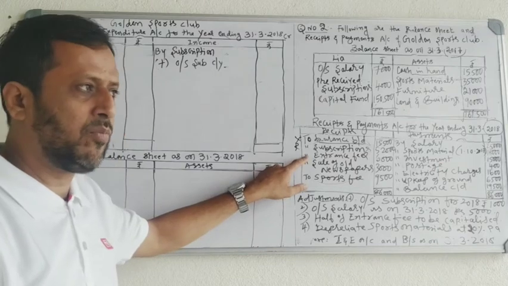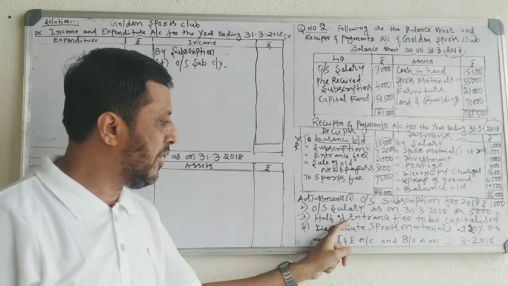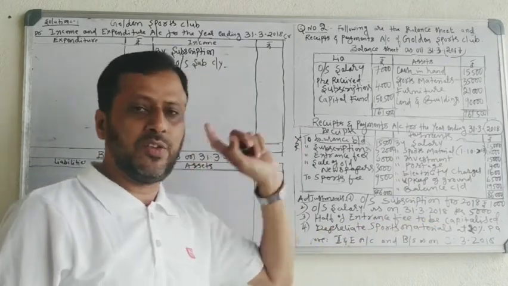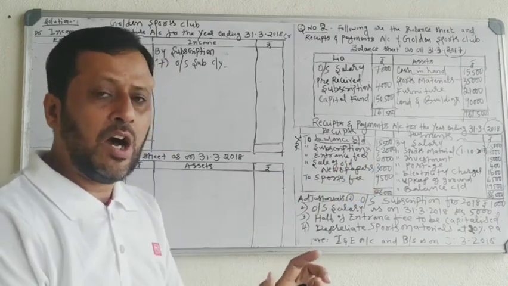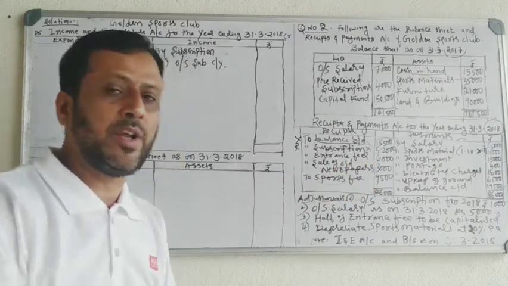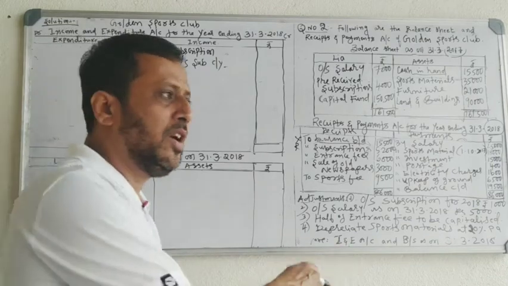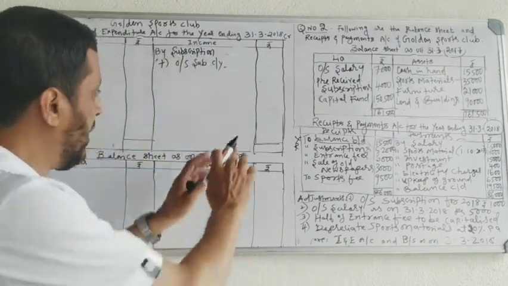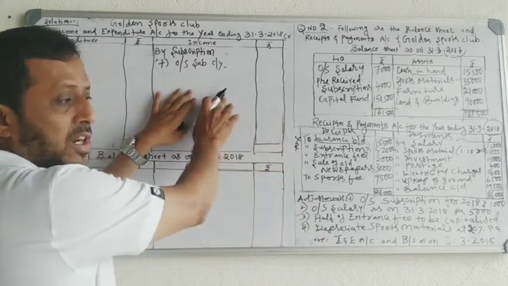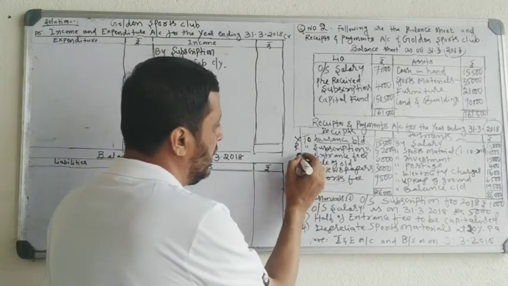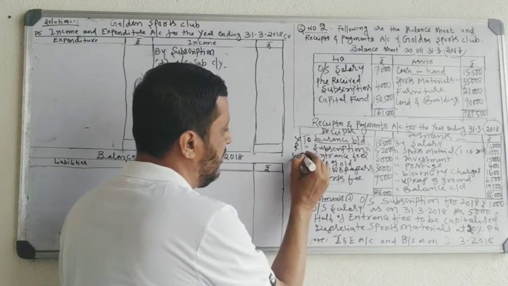Entrance fees. See what is given in the adjustment. Third adjustment. Half of the entrance fee to be capitalized. Entrance fees total 6,000. Half capitalized means half you have to take it as capital item, capital receipt, and another half you have to take as revenue receipt. So capital receipt, write in the balance sheet, revenue receipt, write in the income and expenditure account. So this is entrance fee, half capital, half revenue.